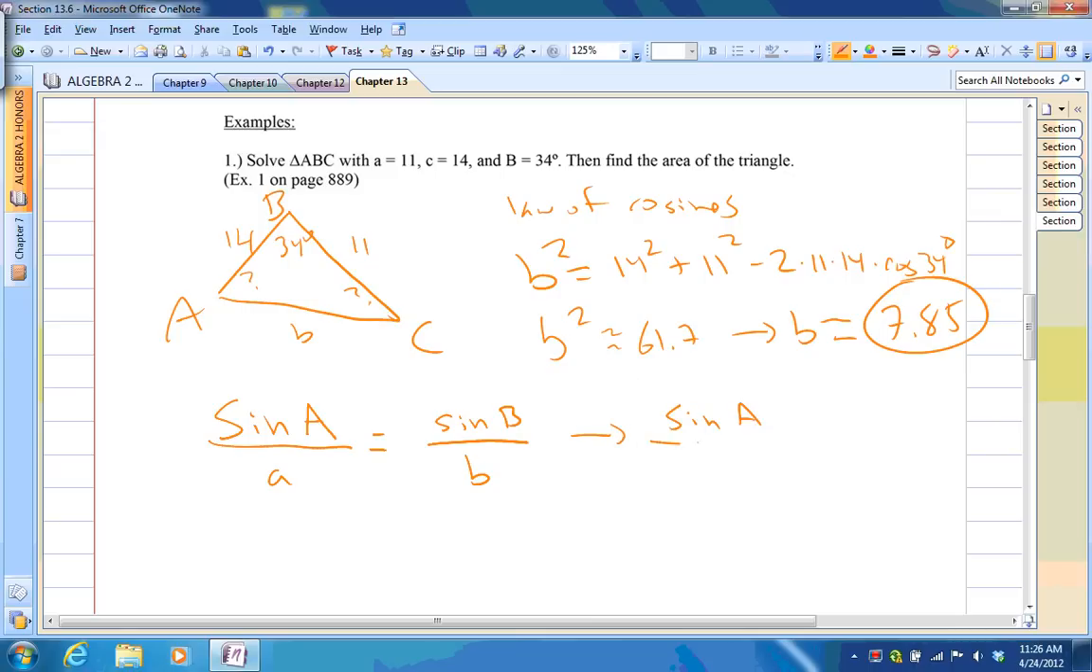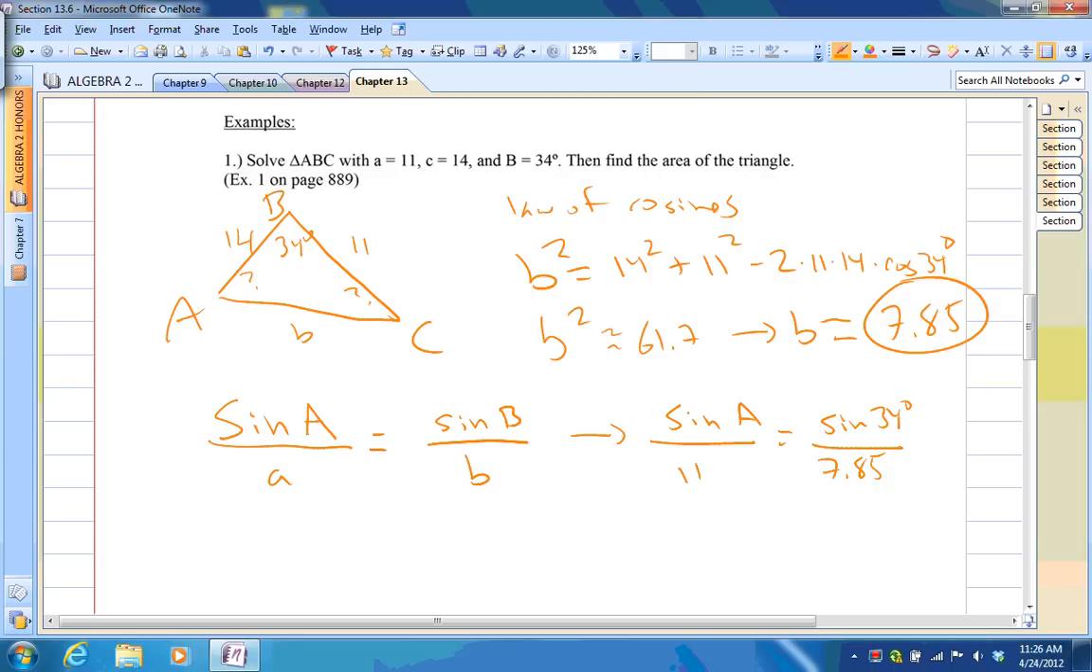Sine A over 11 equals sine 34 degrees over 7.85. Because now we have a pair of an angle and a side opposite of that angle that we can use. And then we can compare it to another ratio that's similar and then solve for the angle.